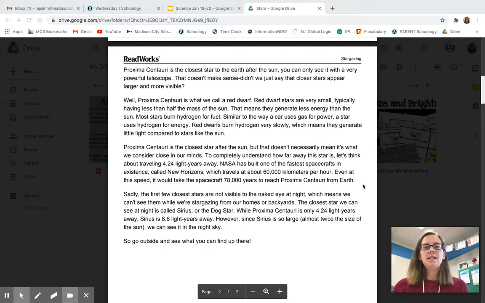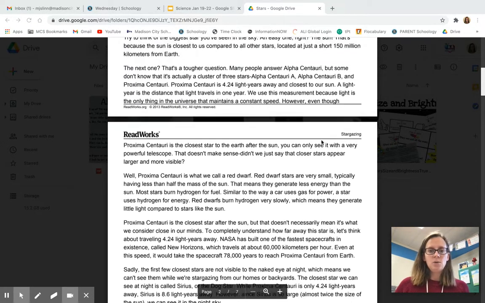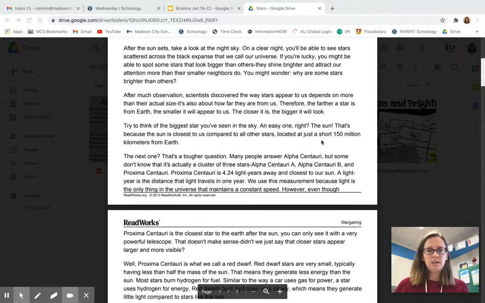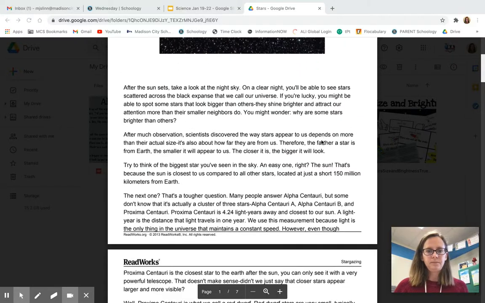Okay, so that's the end of the article. I want you to pause the video and just make sure that you have definitions for the following vocabulary words in your notes. Make sure that you make note of what a light year is. Make sure that you make note of the fact that light is the only thing in the universe that maintains a constant speed, meaning light doesn't ever slow down or go faster. It is always the same speed.